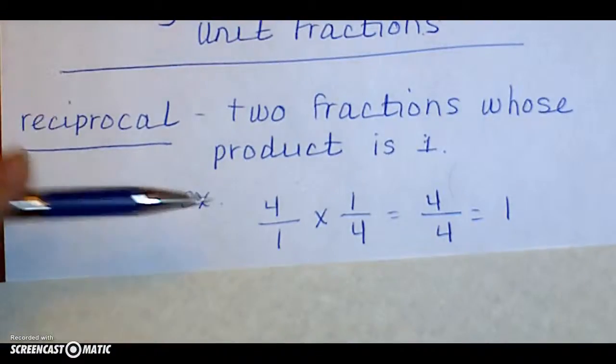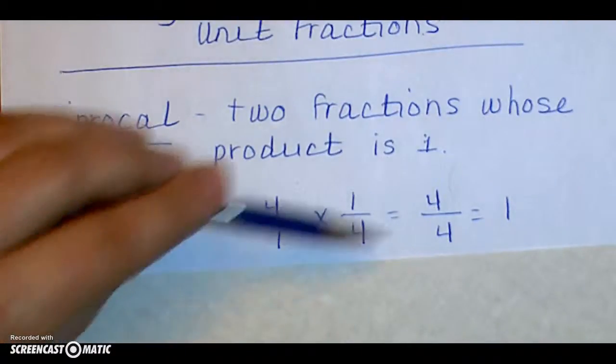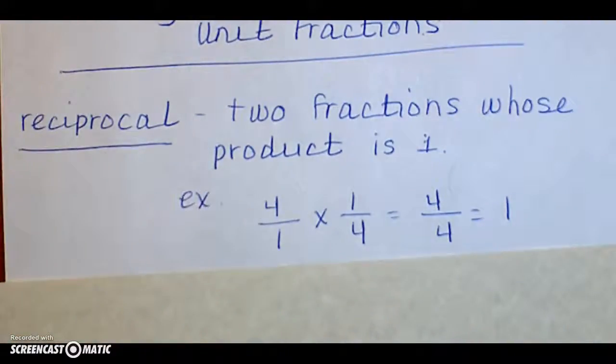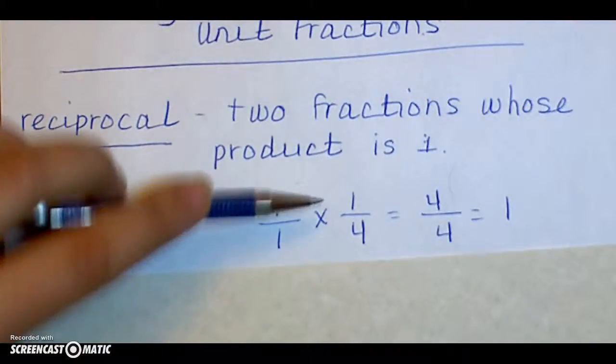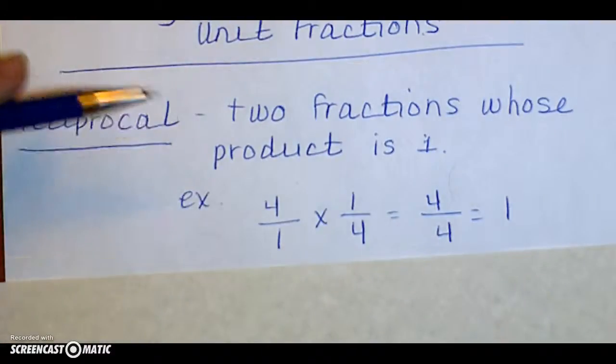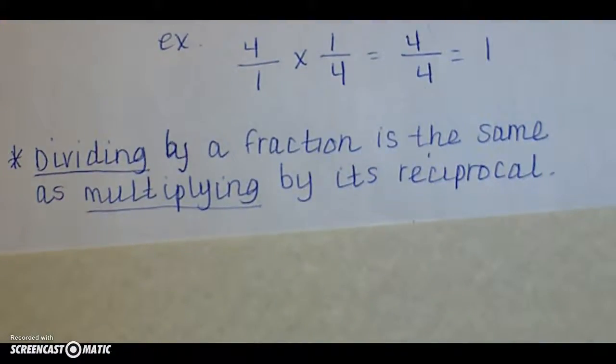So you can see if we have 4 over 1 times 1/4, we get 4/4, and that is equal to 1. 4 over 1 is the reciprocal to 1/4 because, as you can see, they are essentially the opposite of one another. When we are dividing by a fraction, it is the same as multiplying by its reciprocal.